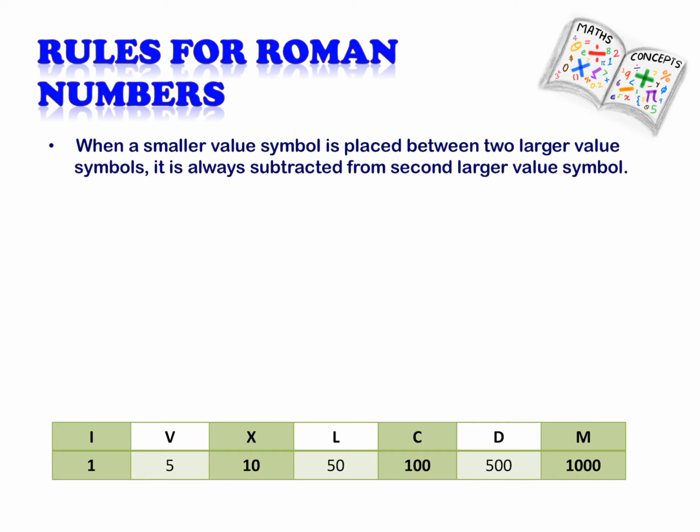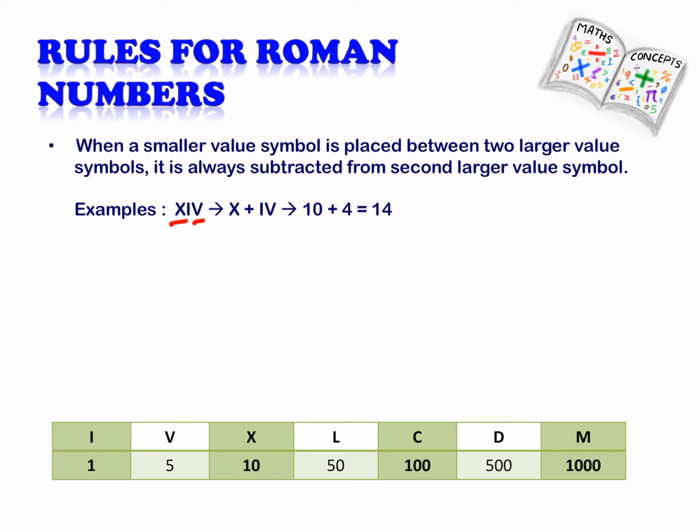Now we have seen if a smaller value symbol is written next to a bigger value symbol, it gets added. If it is written previous to a bigger symbol, then it is subtracted. What if a smaller value symbol is placed between two bigger value symbols? In that case, it is always subtracted from the second larger value symbol. For example, here I is placed between X and V, which is smaller than both X and V.